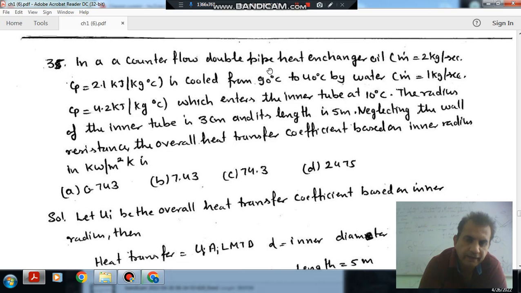Hello, we are solving GATE 2012 Chemical. We are solving only the thermodynamics and fluid mechanics part.